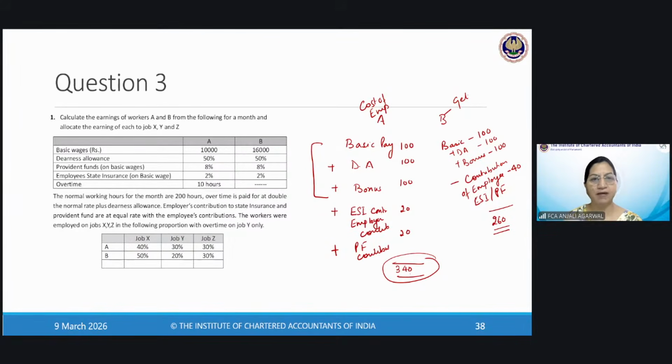Basic wages you will add for both. Dearness allowance 5,000, 8,000. PF on basic, so it will be only on basic, 8%. So it is 800. And ESI is also 200. This is 8% of 16,000. So 1600 minus 320, 1280 and 320.